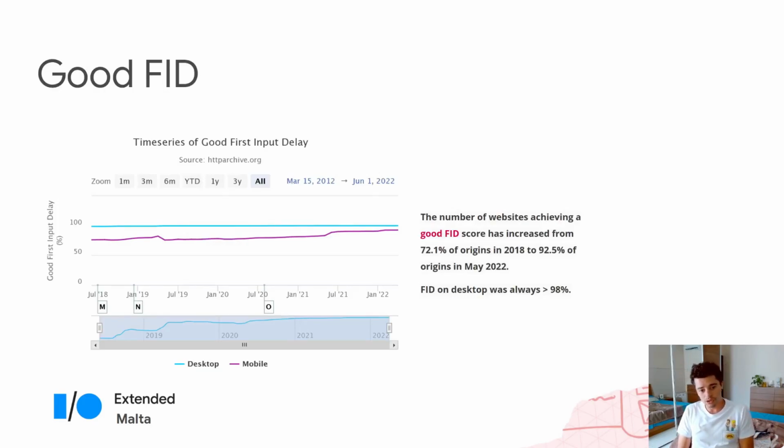First Input Delay has also seen huge improvements over the years, going up from 72% all the way up to 92% on mobile. This is data taken from the HTTP Archive, and this means that we probably should start looking at another metric, because if everyone is getting a good score, then is it a good measurement? Is it still good for measuring? Because unless we have solved the problem and all websites are fast, which we know is not the case.